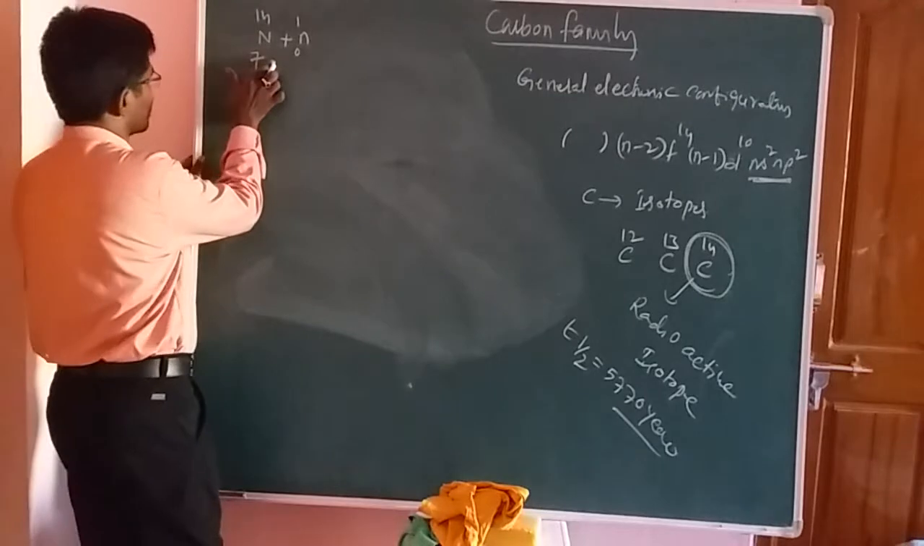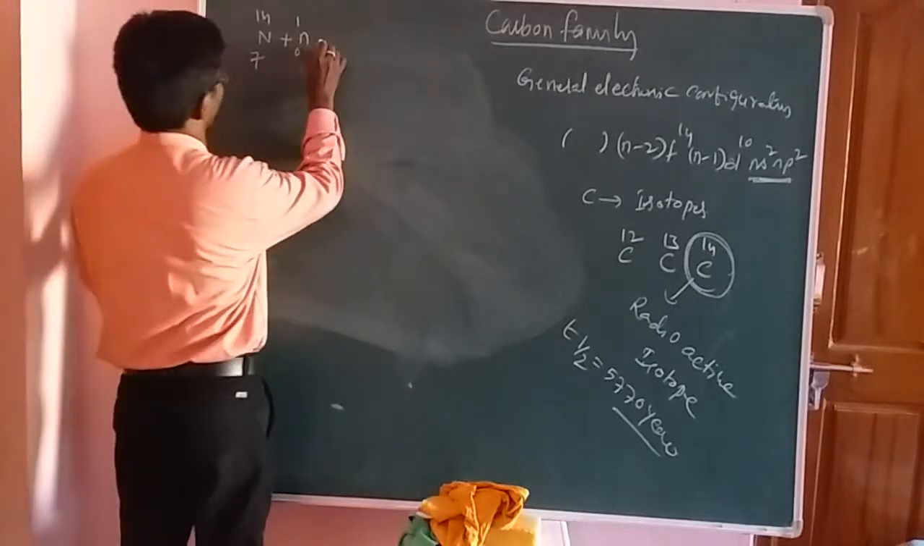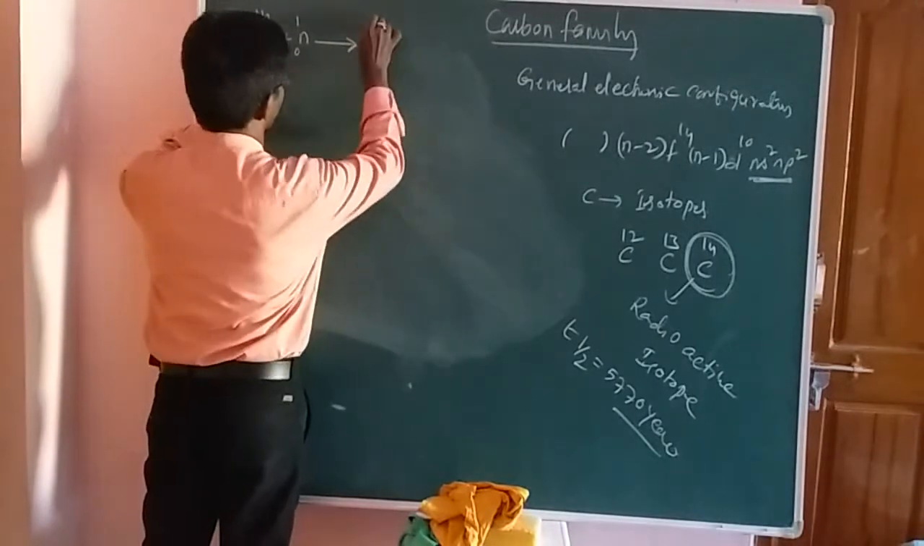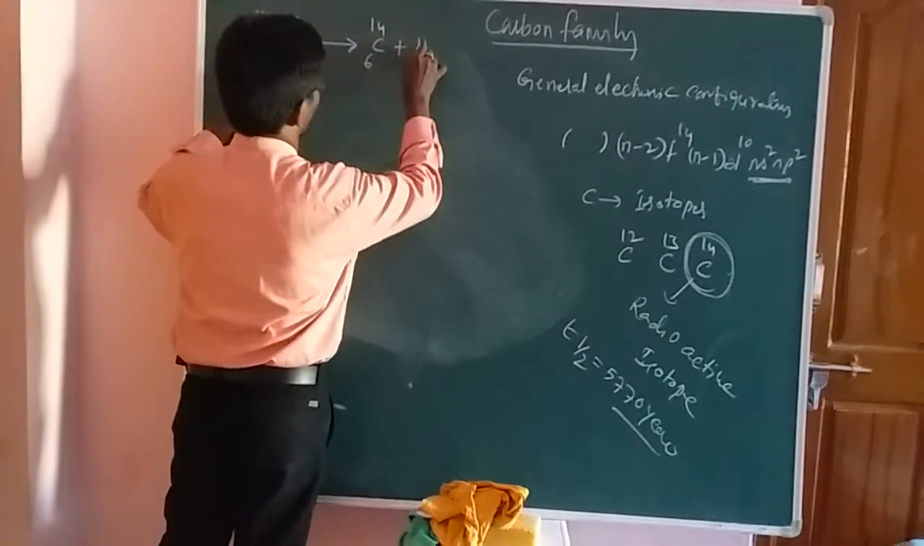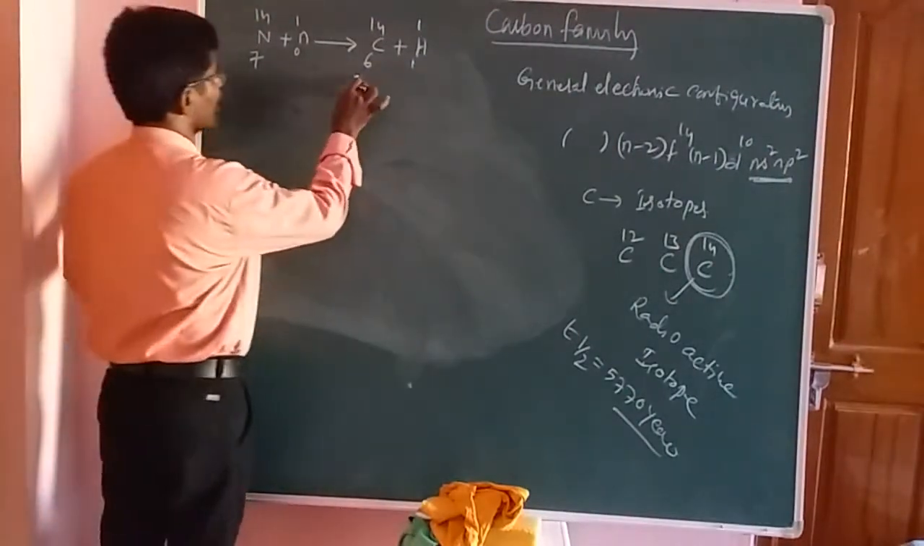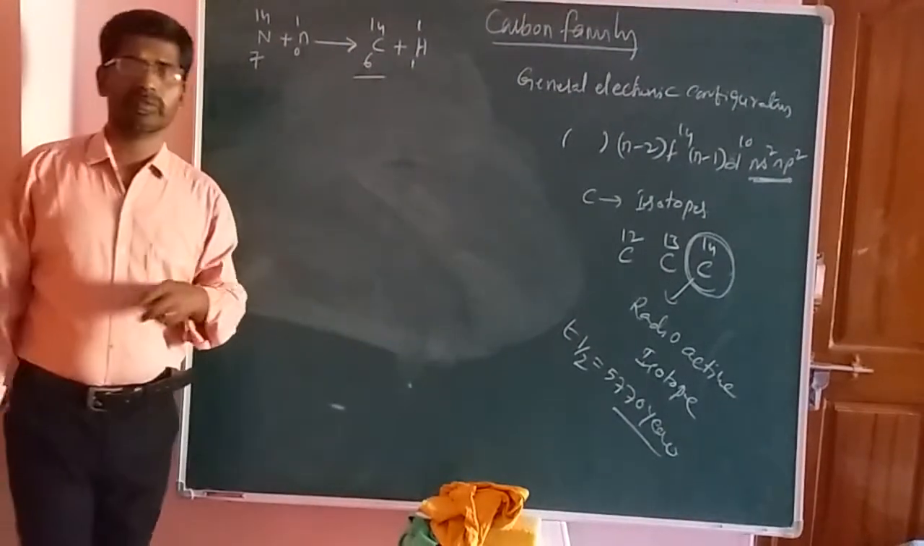When the nitrogen element is reacted with this, it produces carbon, C6 and 14, and it produces protium, the protium element. So this is the generation of the C14 isotope of carbon.